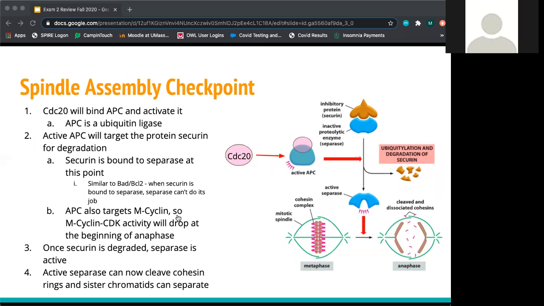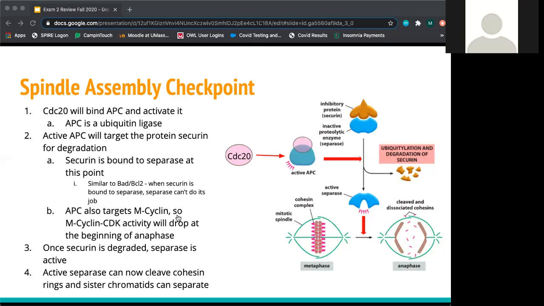Securin normally is bound to another protein called separase at this point. This is similar to the BAD BCL2 scenario or pathway that we went over earlier. So when securin is bound to separase, separase is inhibited and it can't do its job. That's like how BAD prevents BCL2 from doing its job. When these two proteins, securin and separase, are bound, one is inhibiting the other from doing its job. Something to note that we will go on to talk about later is APC also targets M-cyclin. So this causes M-cyclin CDK activity to drop at the beginning of anaphase.